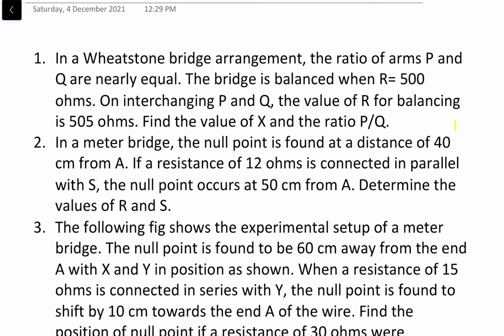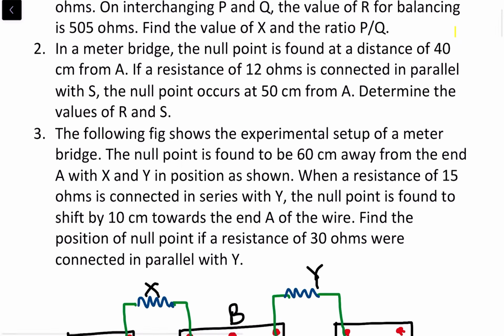Now we have to go for the third problem. So let's see, this is the third problem. The same meter bridge. The following figure shows the experimental setup of a meter bridge. The null point is found to be 60 centimeters away from the end A with the X and Y in position as shown in the figure.